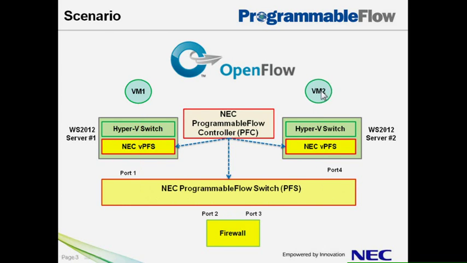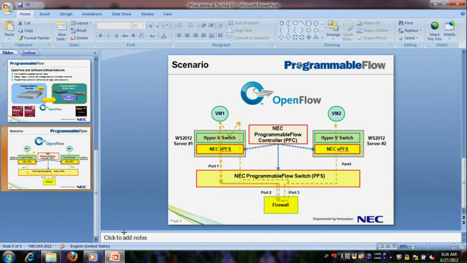Then if a VM migration happens in this environment, VM2 migrates to server 1. It becomes a local communication inside this server. Then sometimes it's difficult to route the traffic through the firewall. So our controller can set up the forwarding table in the switches. Then it will redirect all the traffic through the firewall and back to the destination virtual machine. So I would like to show this use case in the demo.